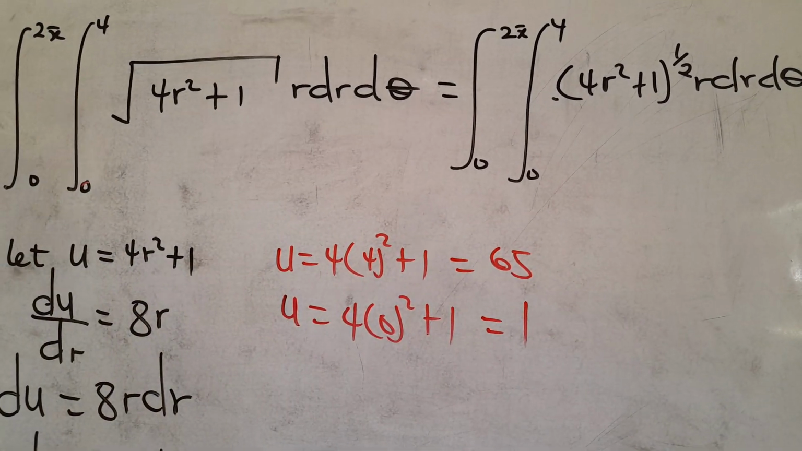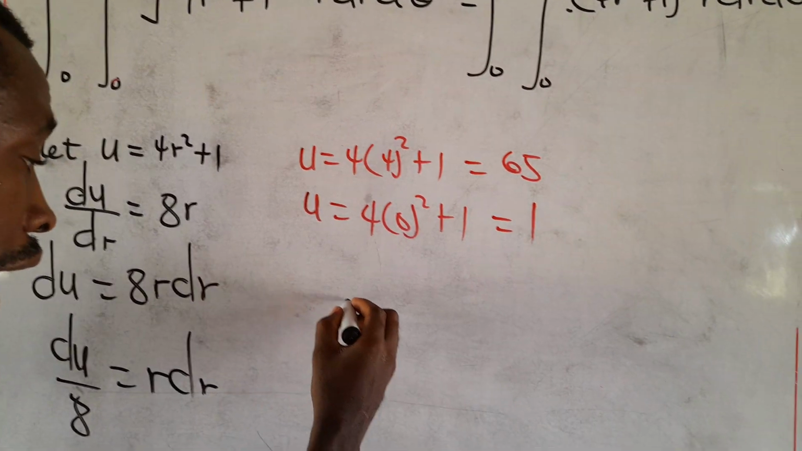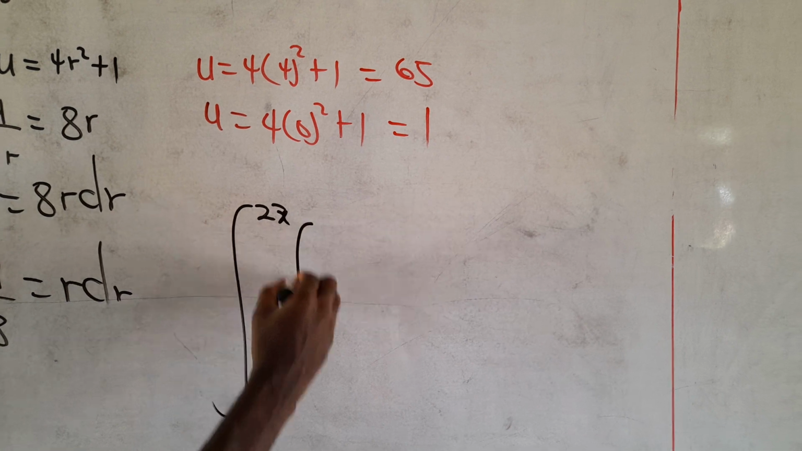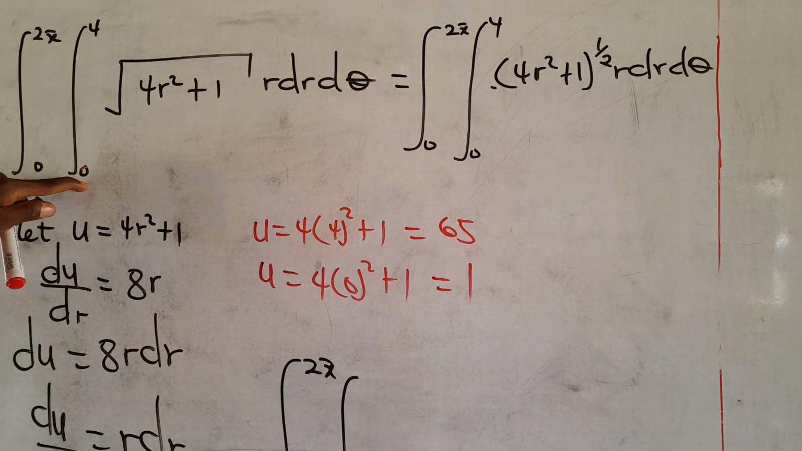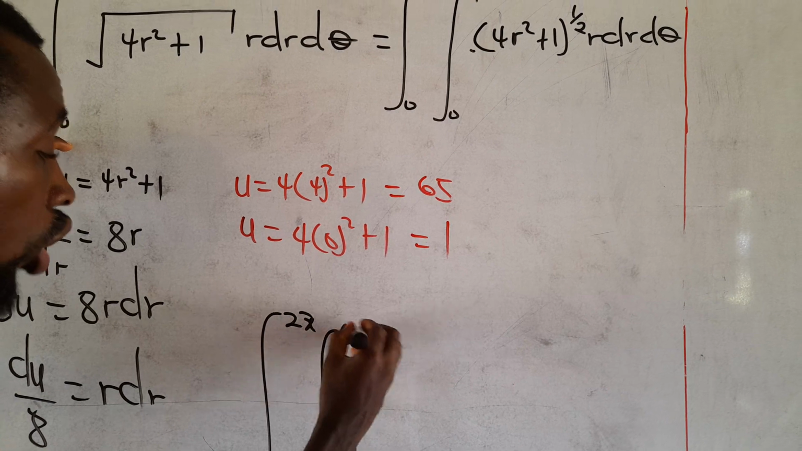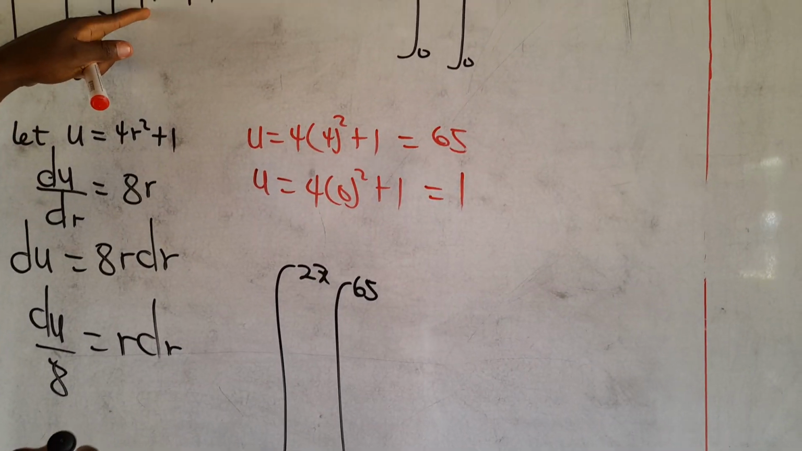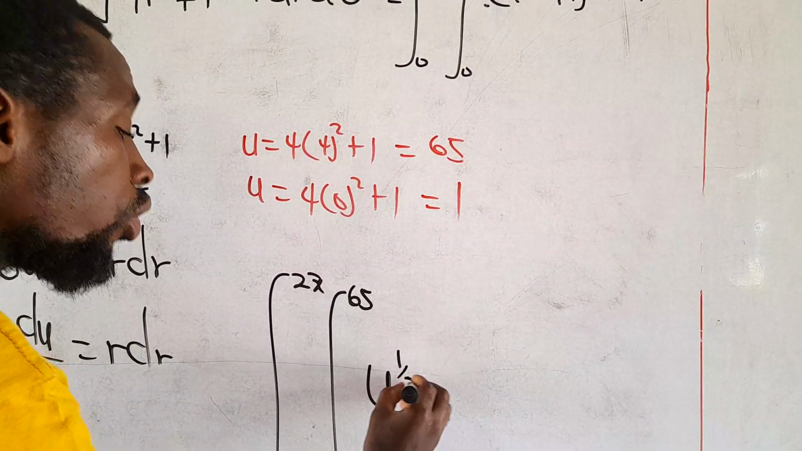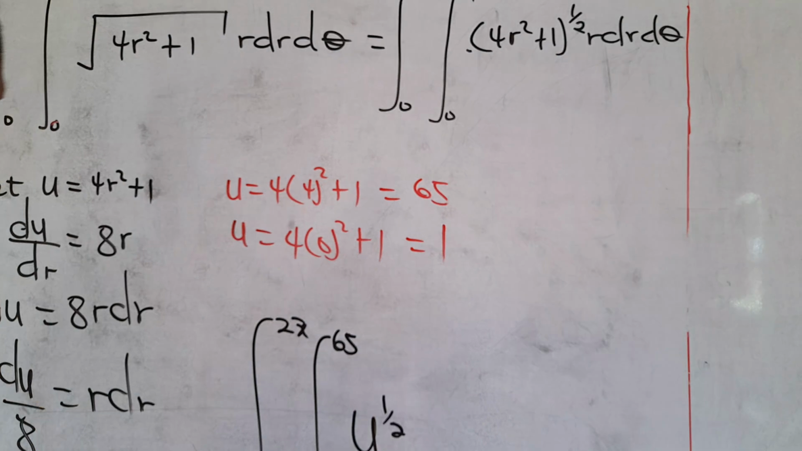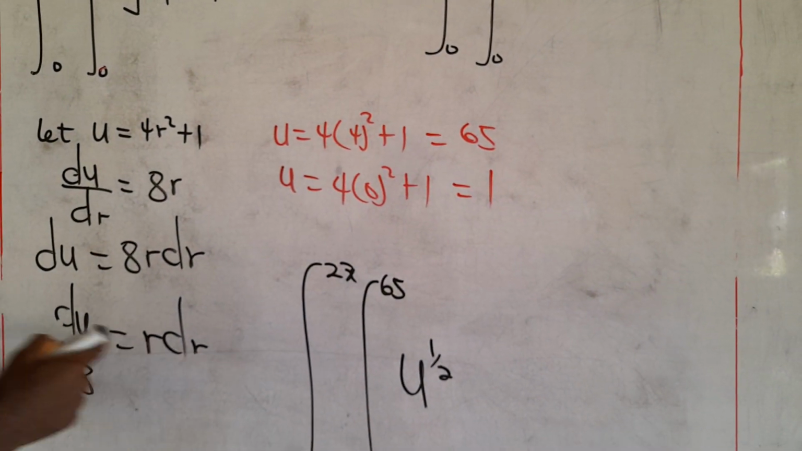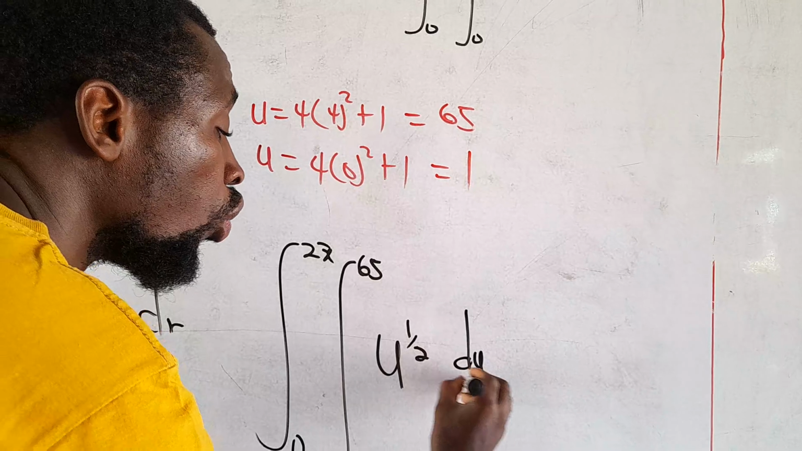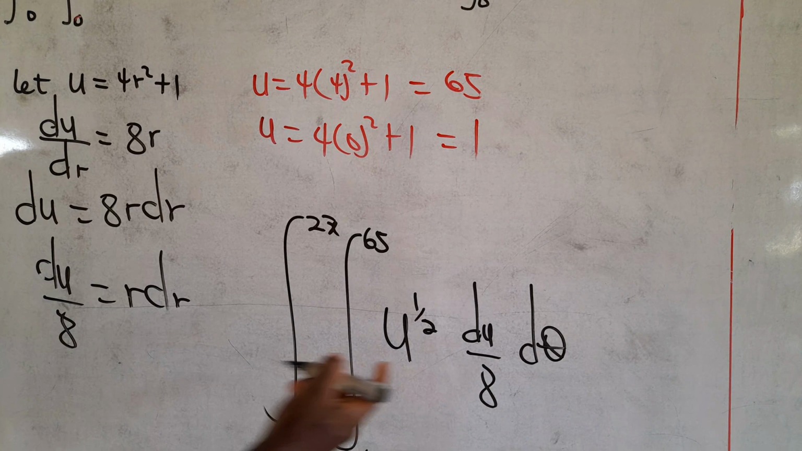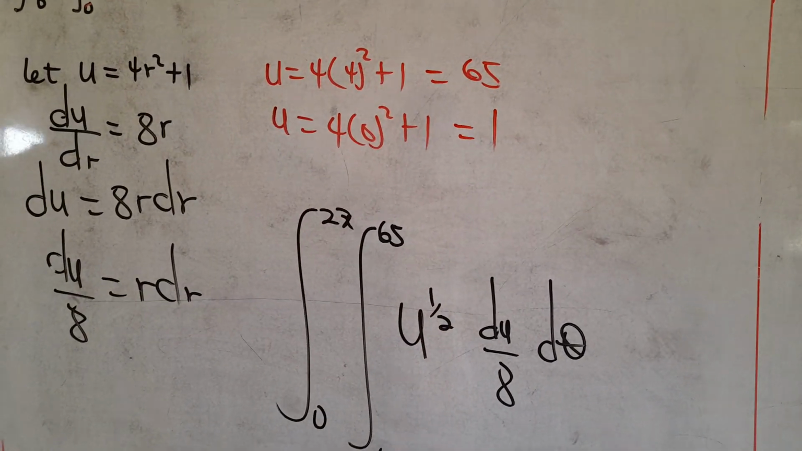Then we can change our integration problem to look like this. That's double integral spanning from 0 to 2 pi and spanning from, now the limiting point will be from 1 to 65 for the u. Then 4r squared plus 1 is u. So we say u exponent half. Then our r dr is du over 8. R dr is du over 8. So you can say du over 8 then d theta. And this is fraction 1 over 8. I can bring it out.